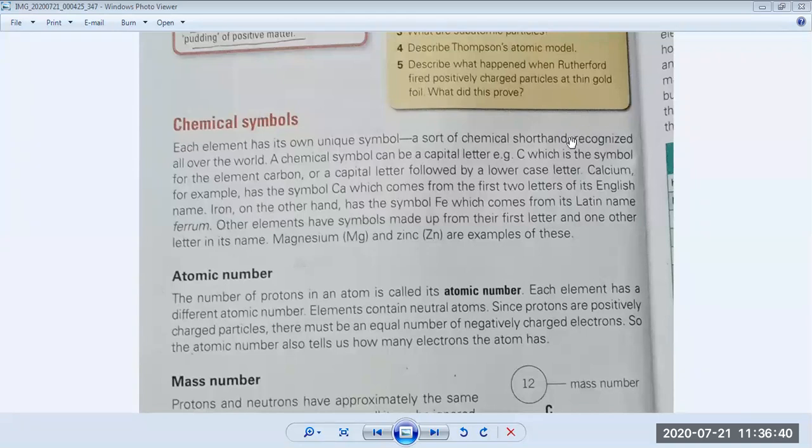Now we say C is the symbol for carbon. Now there is another example, calcium. Calcium, for example, has the symbol Ca. When we want to show calcium, we show it with two letters. The first letter should always be capital, and the second letter should be written in small form. You can see its symbol is Ca, which comes from the first two letters of its English name.